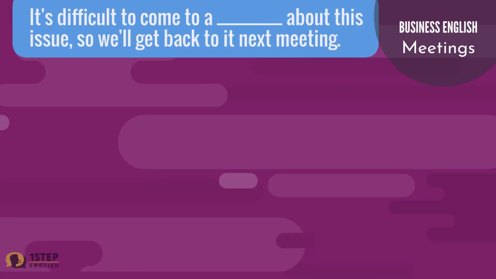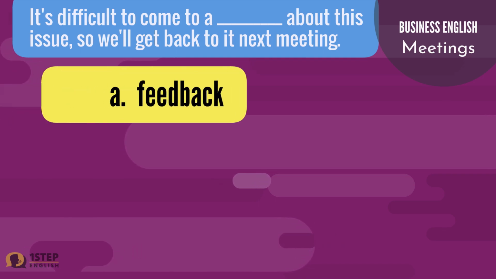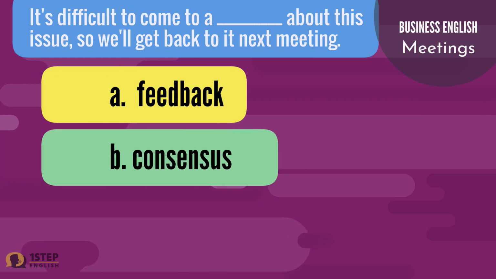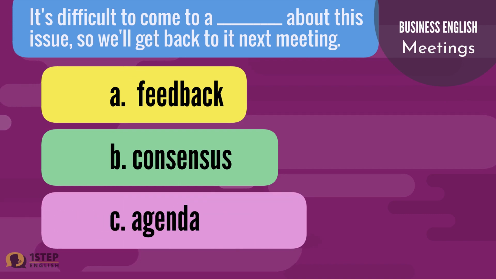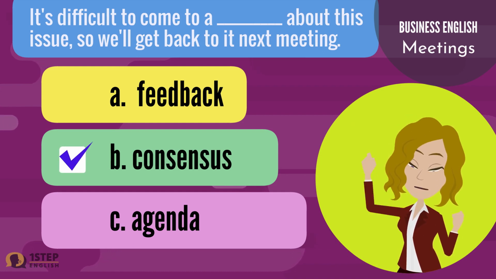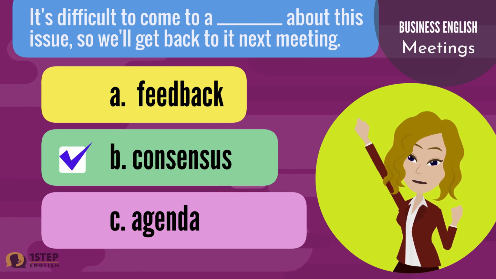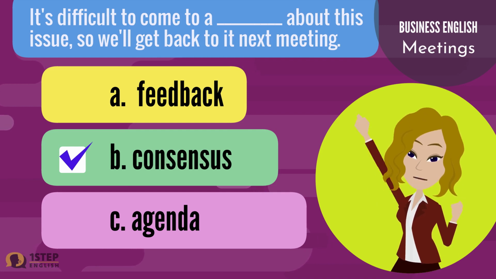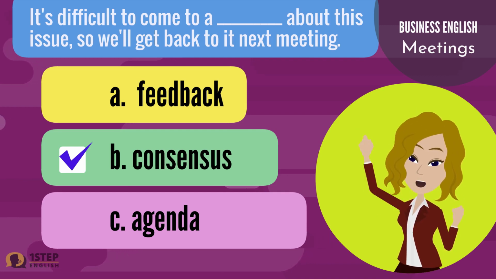It's difficult to come to a about this issue, so we'll get back to it next meeting. Letter A. Feedback. Letter B. Consensus. Letter C. Agenda. The correct answer is letter B. Consensus. It's difficult to come to a consensus about this issue, so we'll get back to it next meeting.